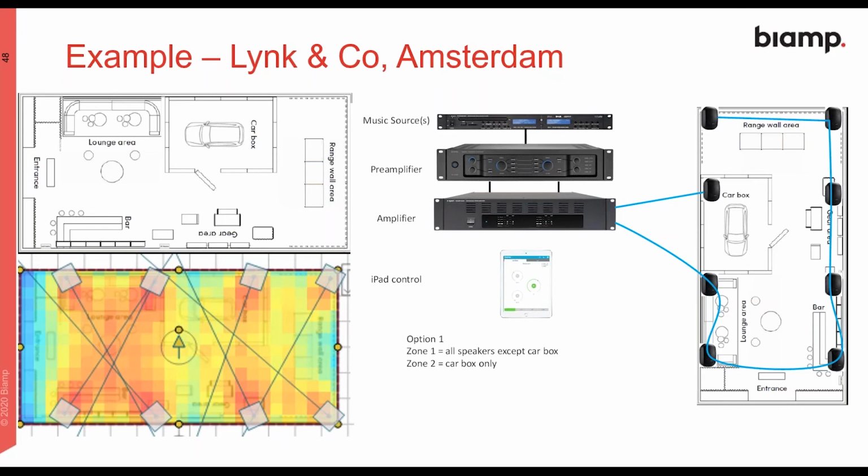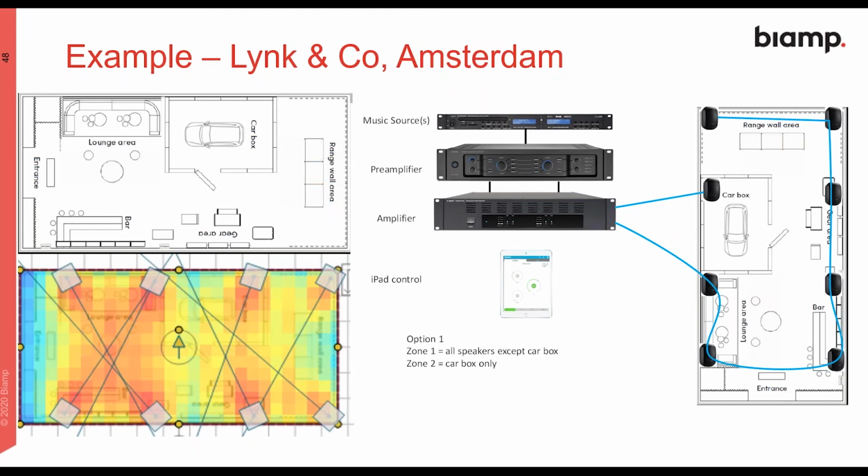showroom area. It's actually a multi-purpose area because it was a car showroom, but also they used it for events in the evening and then also small meetings as well. So it's quite a small area. It's probably 15 by 10 meters or so. And it has a bar area, a lounge area. The car box is where they do a presentation or a discussion about the product that they're selling. And then there's a range wall area.